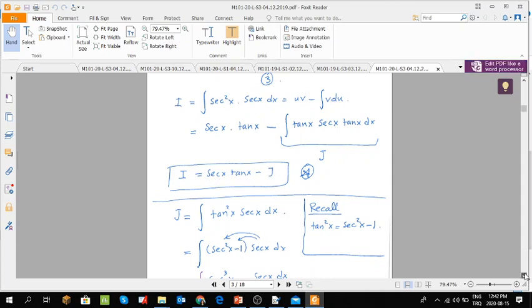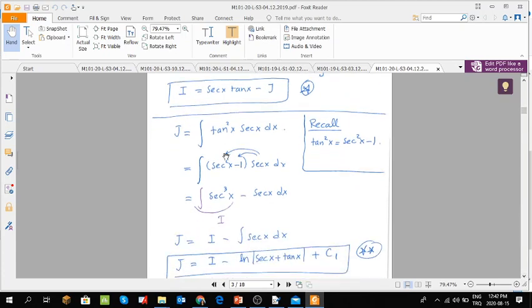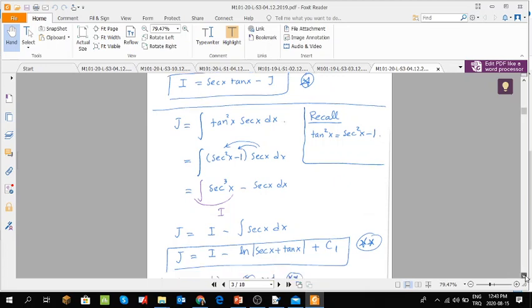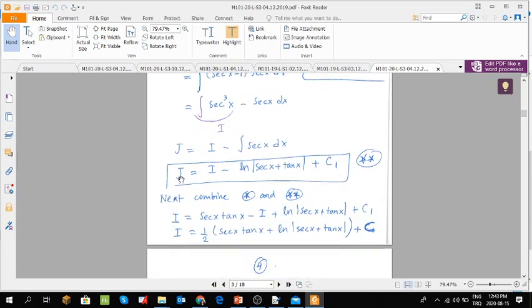But we need to find J. What is J? J is the integral of tan squared times secant times dx. Remember, tangent squared is secant squared x minus 1. Okay, if we put it in, we get secant cubed x minus secant x, but this is I that we started with. So J is actually I minus the integral of secant x dx, but the integral of secant x dx is known. J is equal to I minus ln absolute value secant x plus tangent x plus c1.